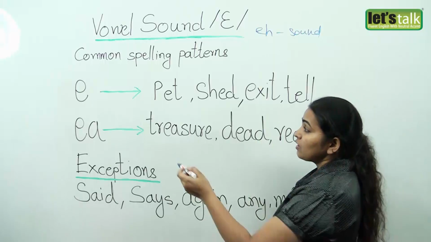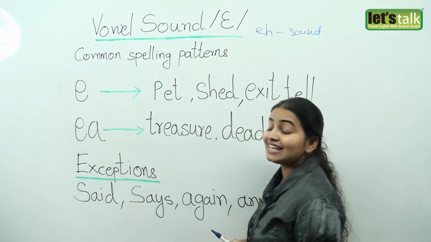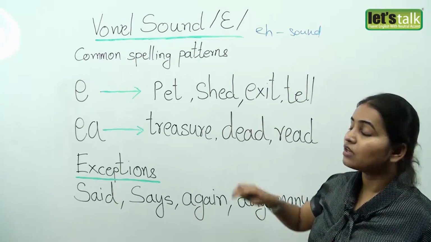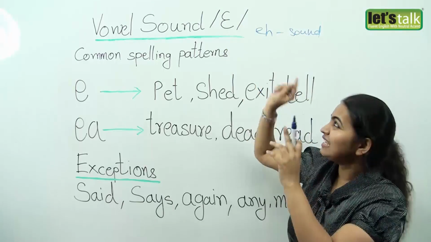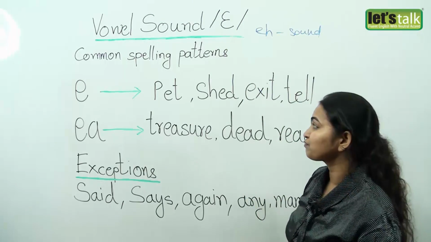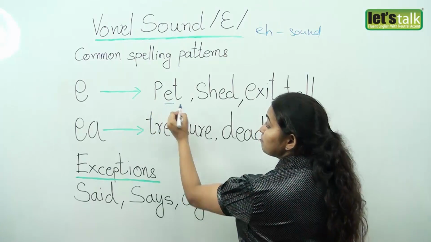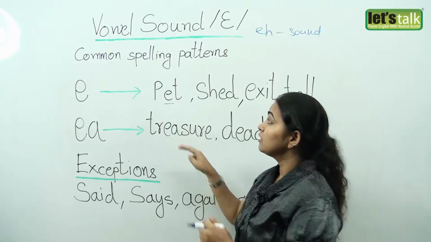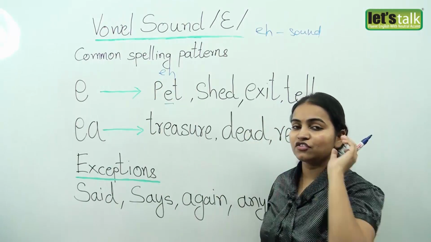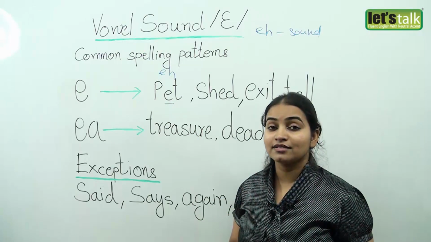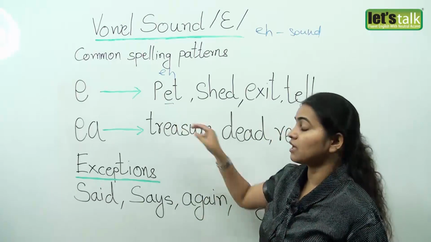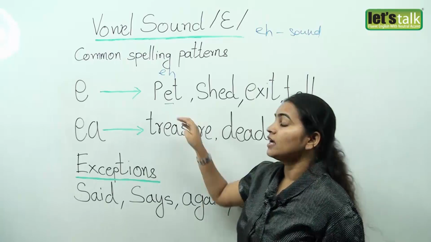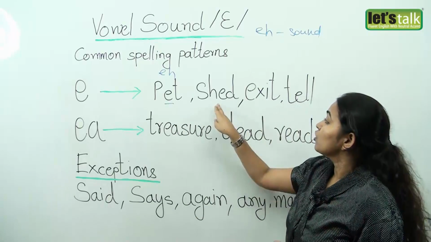The first one, whenever a word has an E, mostly it gives you this sound, symbolizing this, the E alphabet, just to help you remember. For example, you have a pet. So the E in this word gives you the short E sound. So I say pet. Okay, so it's a short sound. It's not a long E, it's a short E. So it's a pet.